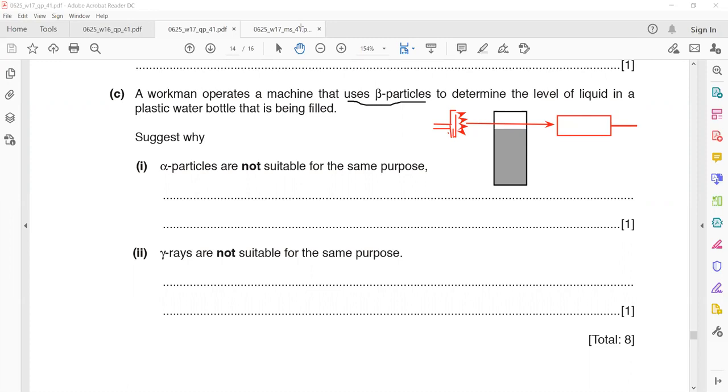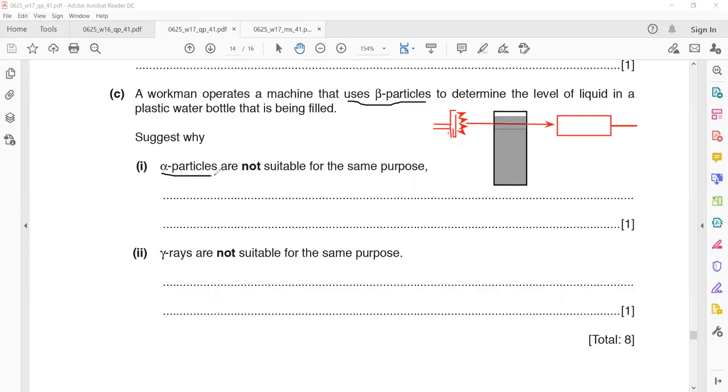So how can we determine the level of the liquid? If the liquid level is below, then the maximum amount of beta particles will be able to pass. If the liquid level is above, then the amount of beta radiation which passes will decrease. It will change, not to 0, but it will change.